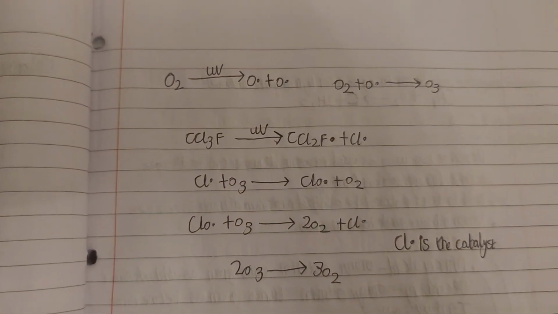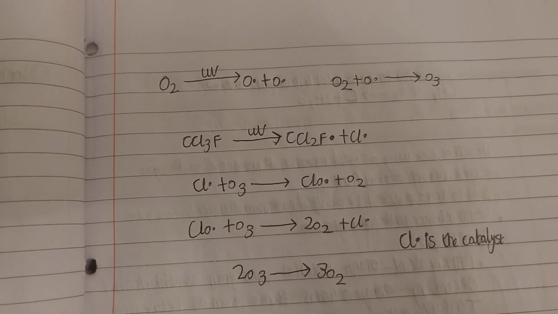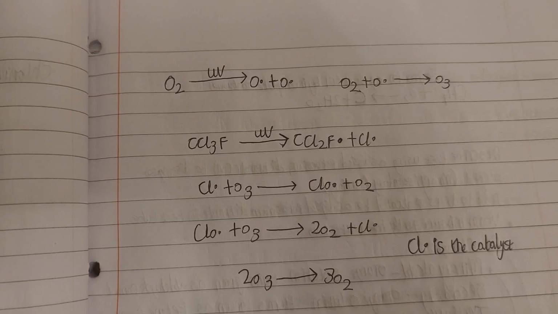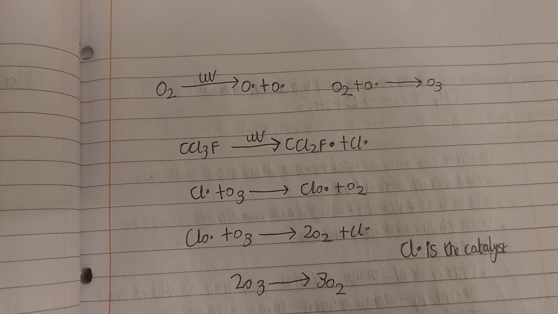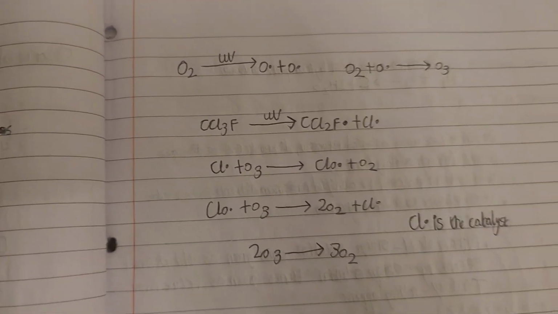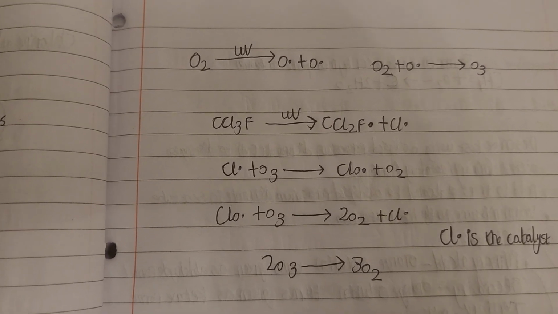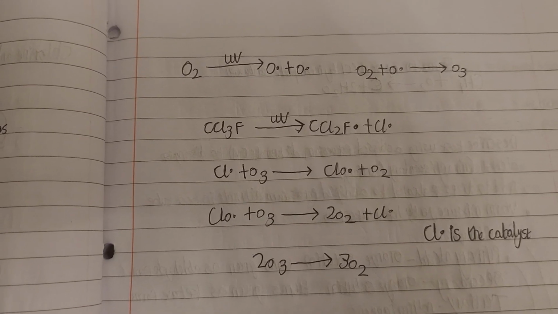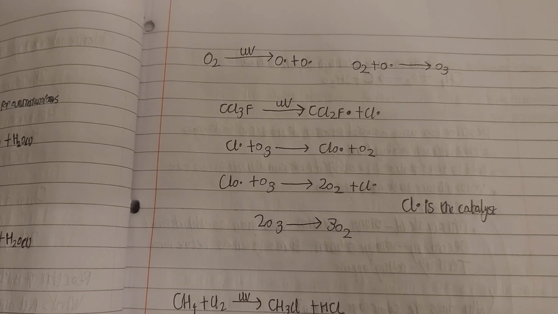Now these equations are free radical substitution. O2 with UV to form 2 oxygen free radicals, O dot + O dot. Then the O2 plus the O dot to form O3, and that's how ozone is formed from oxygen with those 2 equations. It's got CCl3F with UV to form CCl2F dot + Cl dot. Then we've got these 2 equations to show the decomposition, I think.